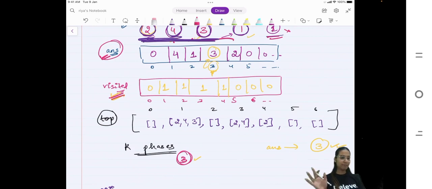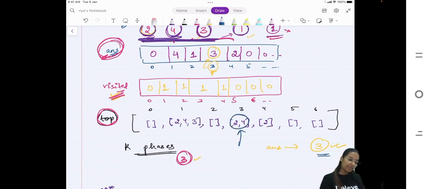Visited array will remain the same because it is just telling what all values and what all persons have visited. The changes are going to be in the answer and in the top array. So I will go to the third index, and for the third index, the people in front of 3 were 2 and 4. I already told you that whenever a person is queried and comes to the front, only the people in front of him are shifted by 1 step. Correct? So only 2 and 4 will be shifted.